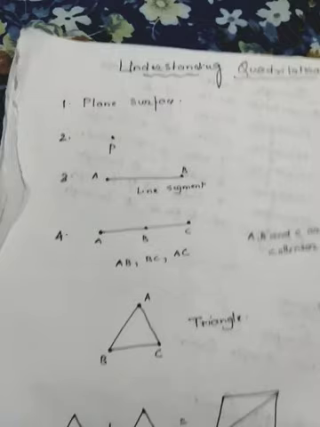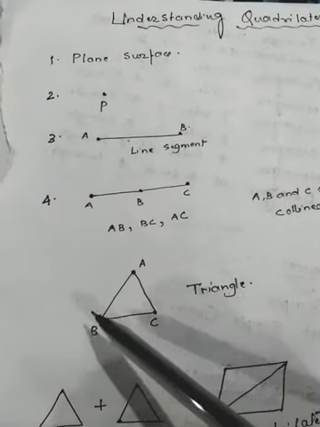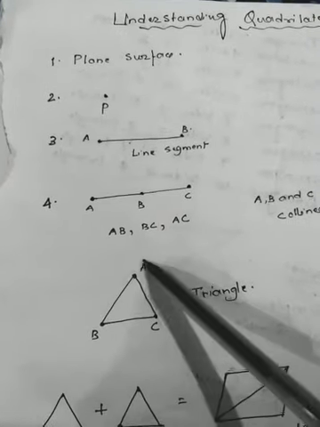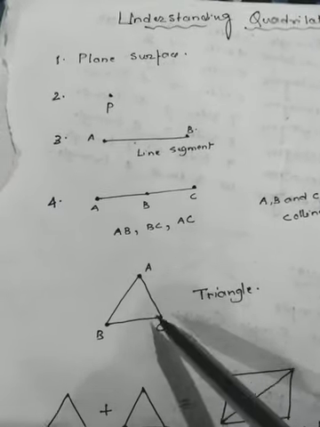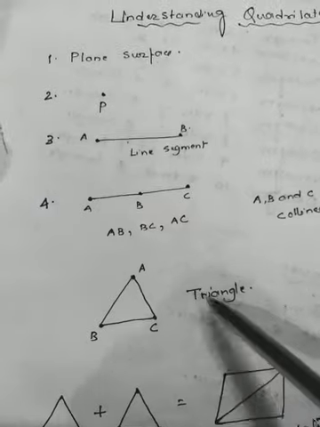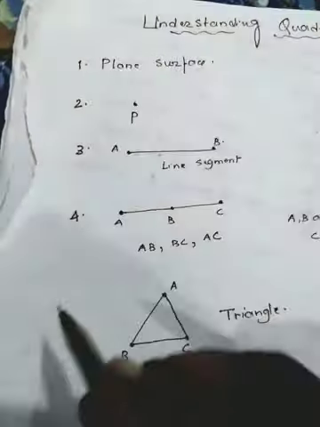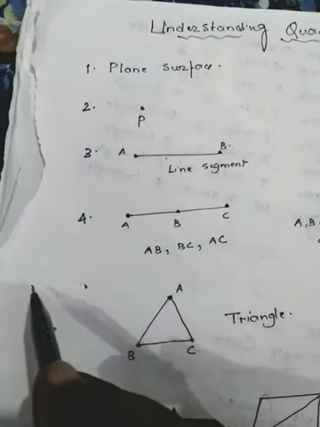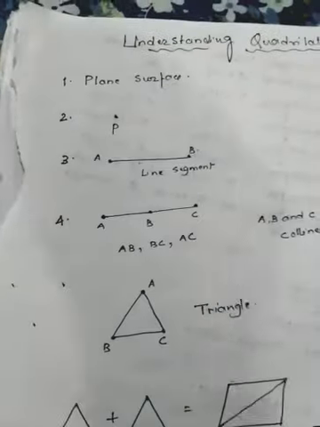Now what if the points are not collinear? Suppose the points are not on a straight path but in different positions, suppose here, here and here. In this case we get a particular figure which is called a triangle. These are points which are not on a straight path, isn't it? But when we join these 3 points we get a triangle.